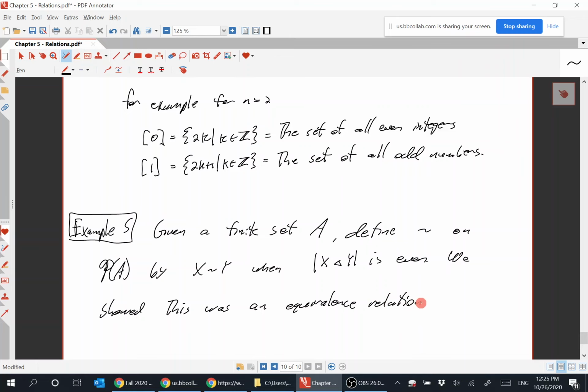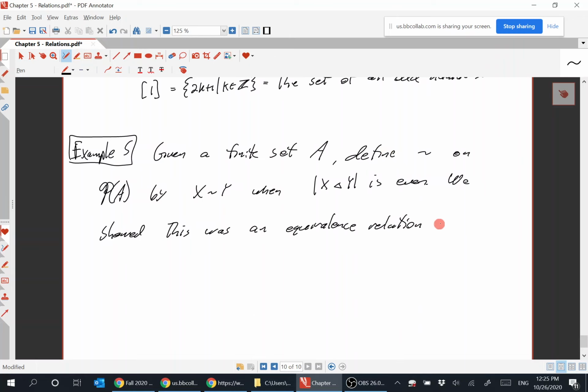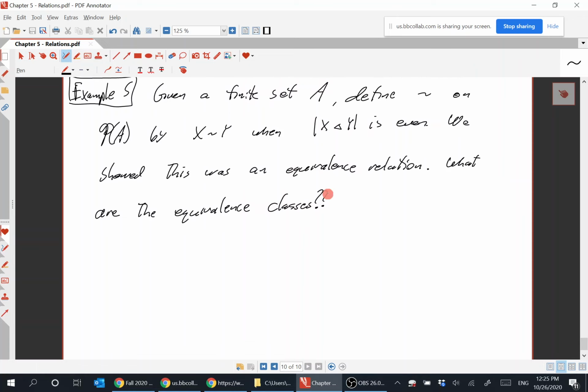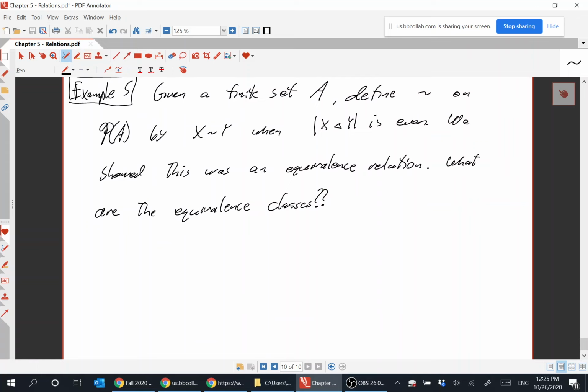We showed that this was an equivalence relation. What are the equivalence classes? It's not immediately obvious what it is. But in order to find out, let's take a look at the symmetric difference again.